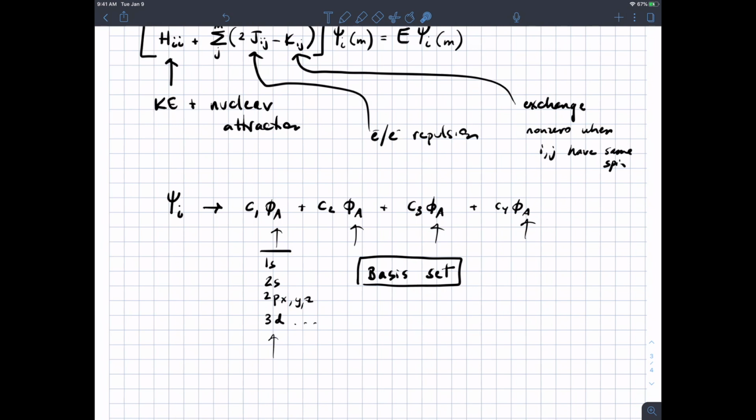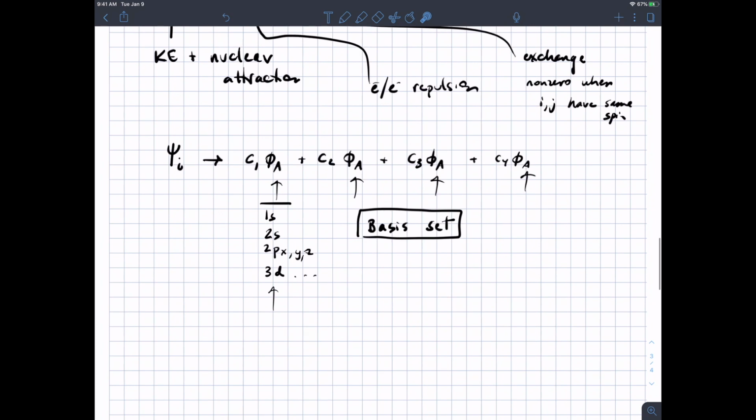Now, I don't know all of them, and I didn't write them down in my notes because it's in your text and it's fairly straightforward to follow, but your text takes you through a bunch of different types of basis sets. And in general, the more functions you can include, the more realistic your representation of the wave function can be.